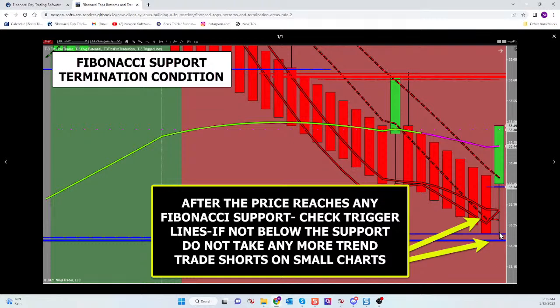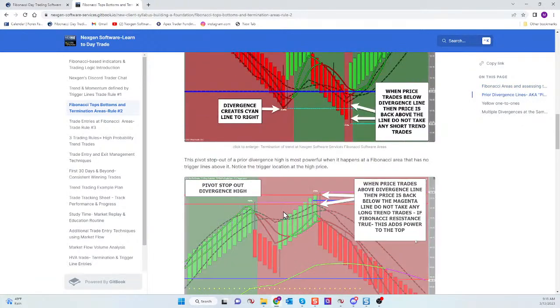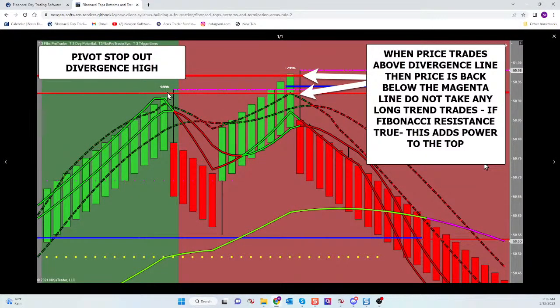Price reaches the area. No triggers break through, no trade. Guys, remember that we're looking for the advantage of a clear path. Price reaches resistance, no trigger lines break through. We're reading our triggers when they get to the area. No trigger lines break through. We don't have a clear path. We're not looking for that trade.